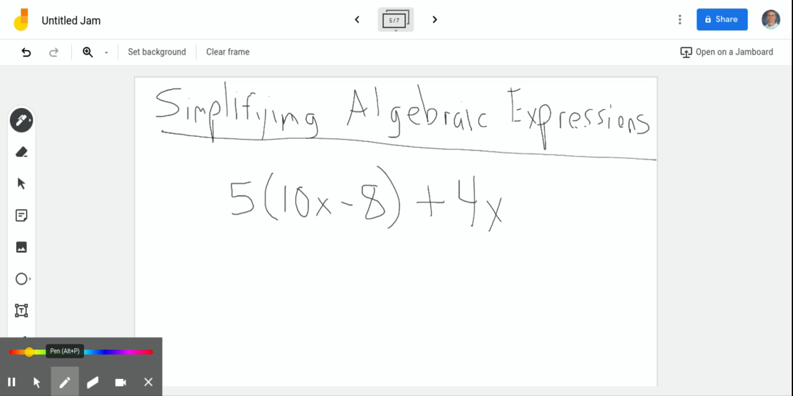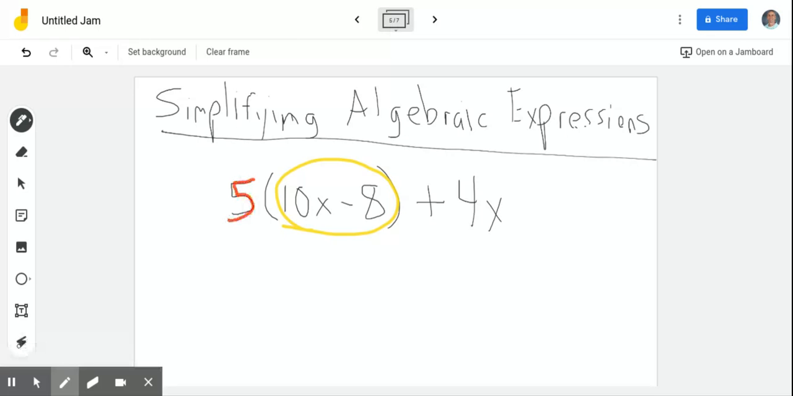Just like PEMDAS, the first thing you need to do is get rid of that parentheses. Inside this parentheses right here, I can't work anything inside there because it's two terms that are not alike. So first thing I need to do is distribute. This 5 right here is up against the parentheses, so it means it's going to be multiplying everything inside the parentheses. So what's 5 times 10? That's going to be a positive 50. Include the x. 5 times negative 8 is negative 40.